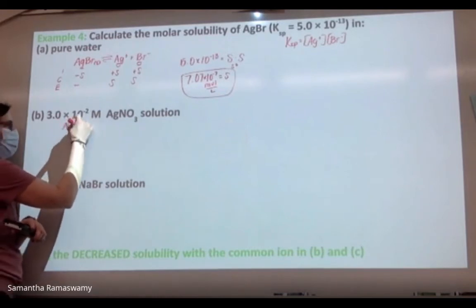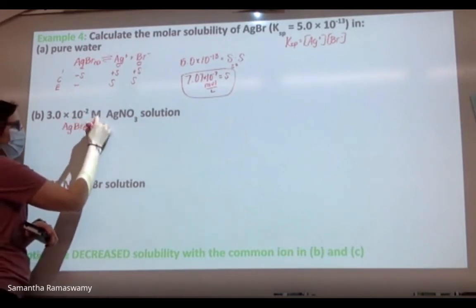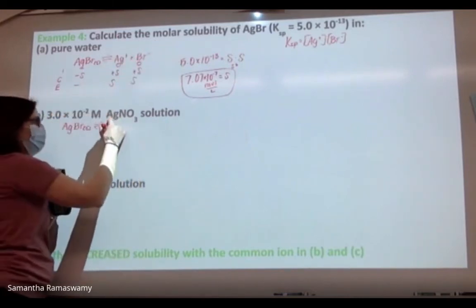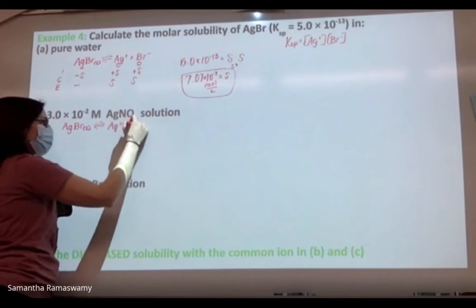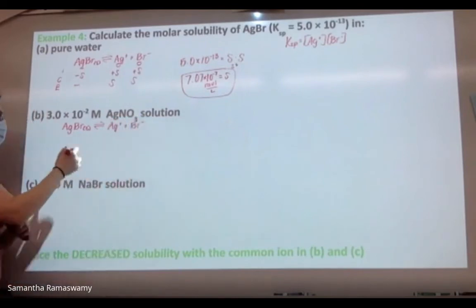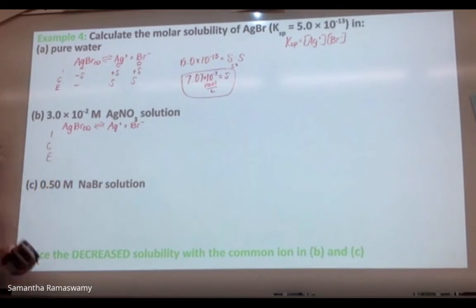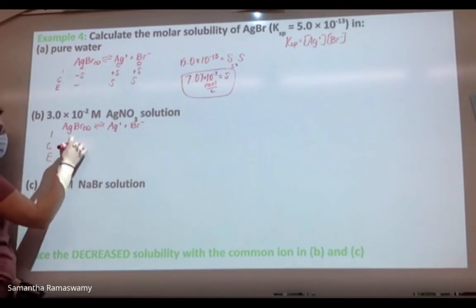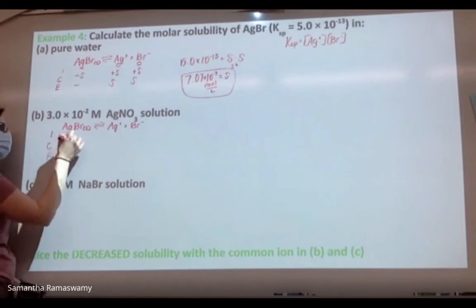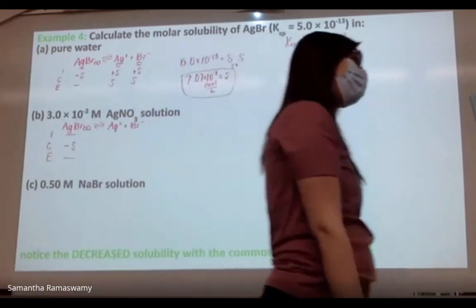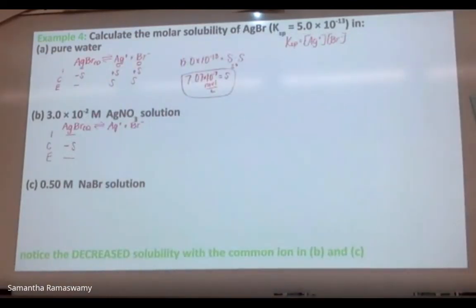So I'm going to write my equilibrium again. I have a solid silver bromide, and it's at equilibrium with its ions, Ag plus and Br minus. Again, the only thing that we care about in the solid is this change. That's our solubility. We don't care about initial or equilibrium because it's not in the expression. Now, here's where it gets a little bit different. It's nothing you haven't seen before.